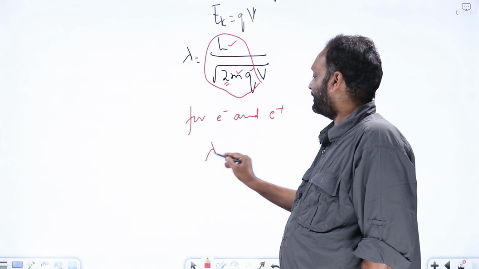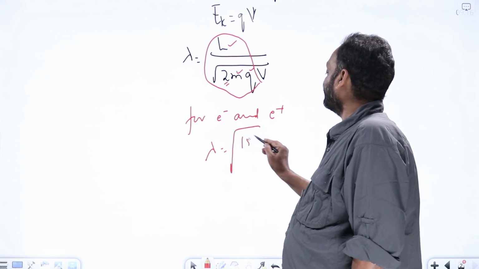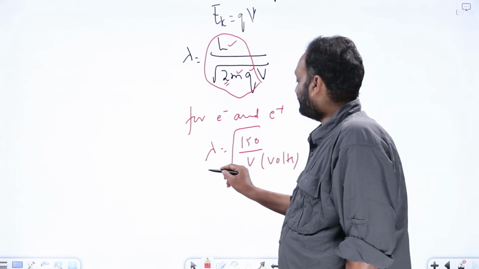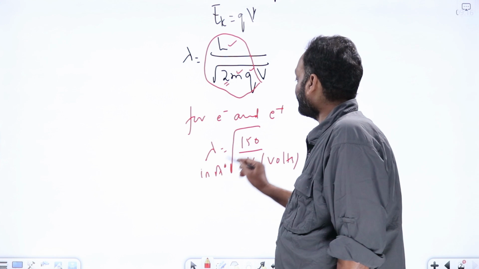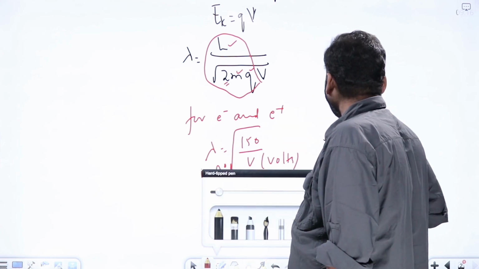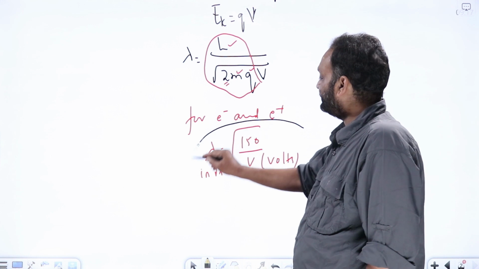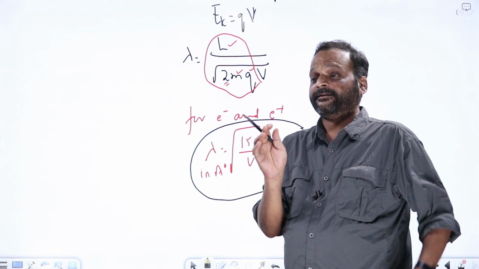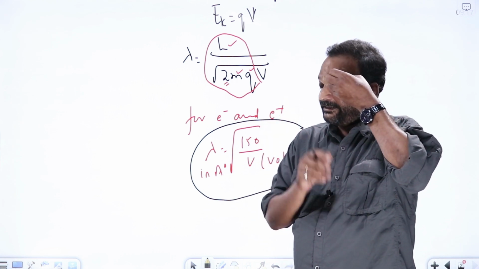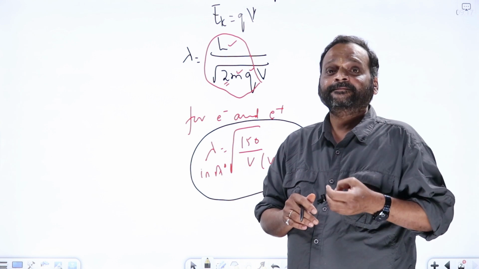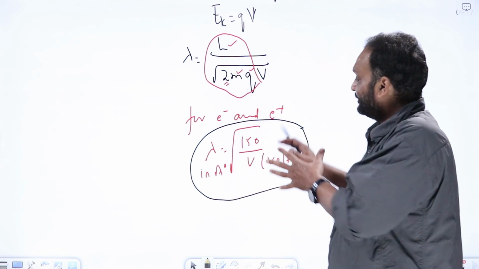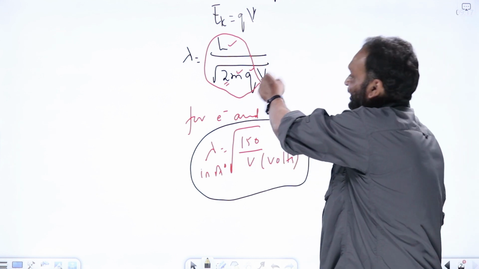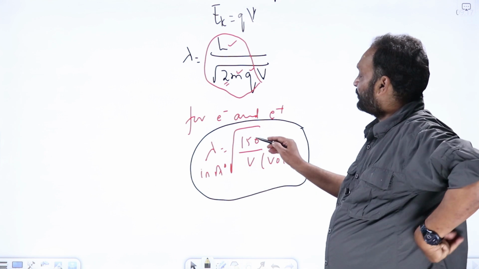So what do I get? Lambda equals root of 150 by V. If V is in volts, lambda will be in angstroms, remember. This is the masala formula only for electrons. You cannot combine different masalas. Biryani masala is different, chole masala is different, chaat masala is different. Similarly, this masala is only for electrons and positrons, because I have substituted the electron's mass and charge only.